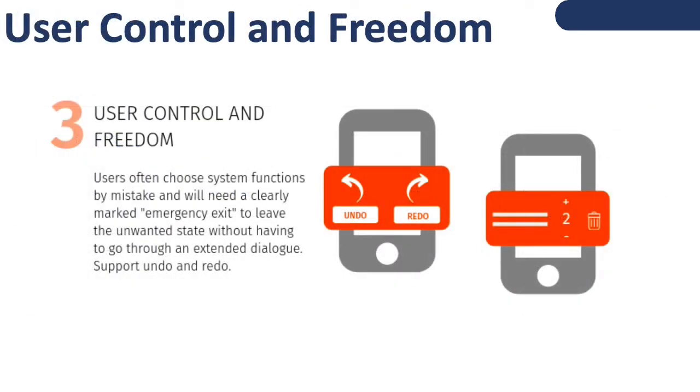On number 3, we have user control and freedom. Users often choose system functions by mistake and will need a clearly marked exit, or a way to leave or go through an extended dialog, so they can redo or undo the process in which they are stuck. The user can easily move through the search results, for example. The navigation is clear.